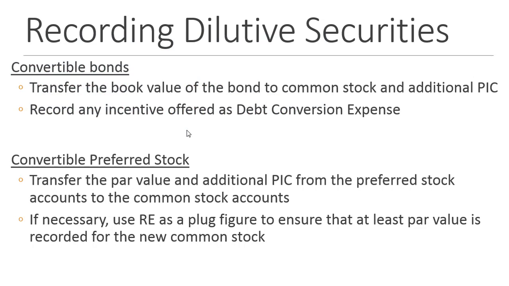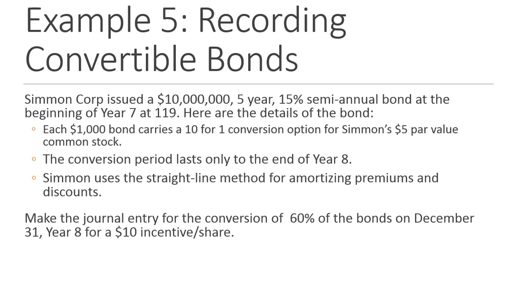Again, we've seen them in the past, but for the sake of the fun of doing the journal entries again, let's take another look. So our first example will be a bond. This is Simon Corporation. They issued a $10 million 5-year 15% semi-annual bond at the beginning of year 7 for $119. So they issued it at a premium, a 19% premium. The details of the bond are here in the middle.